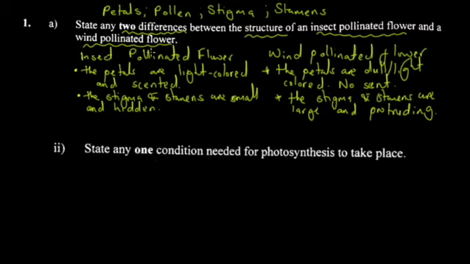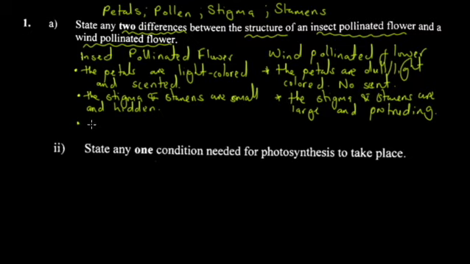Okay, that's one difference. So just a recap, what we did was that we cited here, you can do it on a piece of paper, some of the features that we know that are common for insect and wind pollinated flowers. So the petals, the pollen, the stigma, and the stamens. And then we started now to write the differences according to the structures, because here it says between the structure. Okay, so these two, they will suffice. But then let's just have one more difference, and then we can continue.